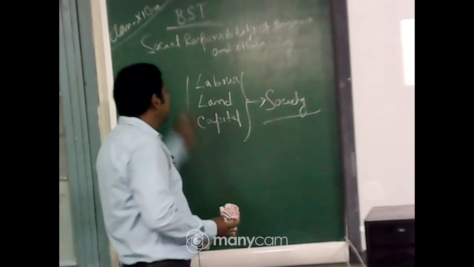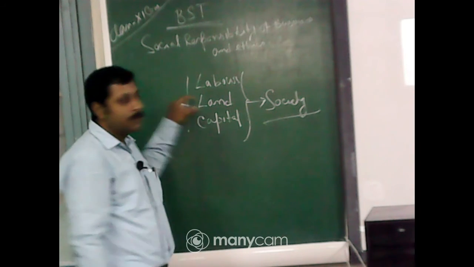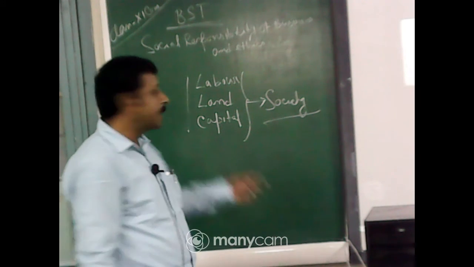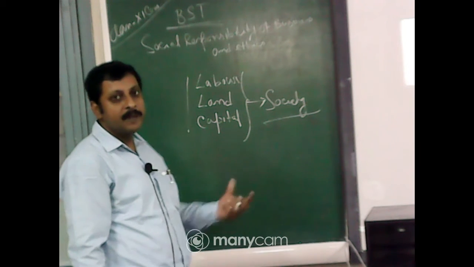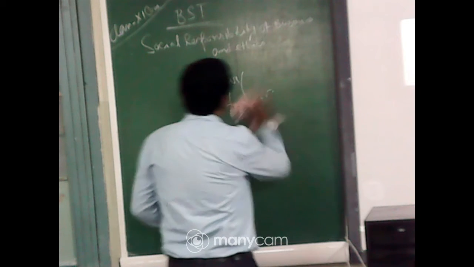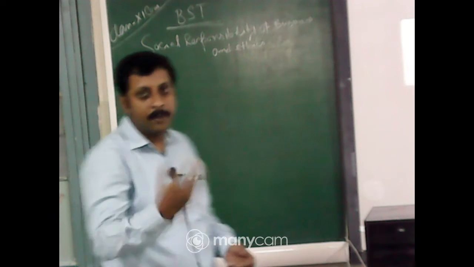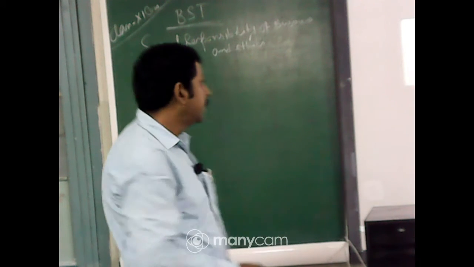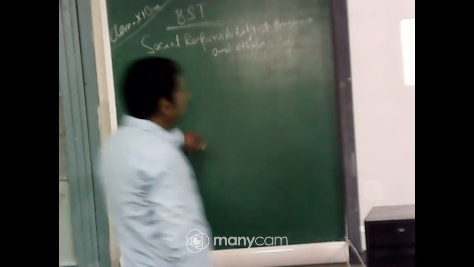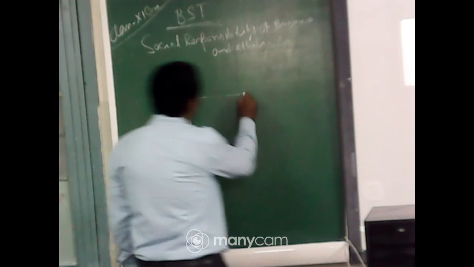You are taking labor from society. You are taking land from where? From society. You are taking capital; capital is generated in society. So all the input you are taking, you are taking from society. So it is your responsibility to give back something to society. Now, in case of business, there are different interest groups.